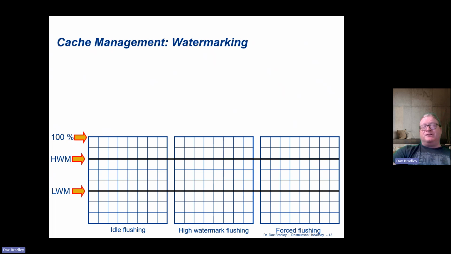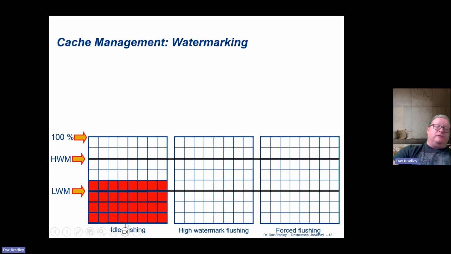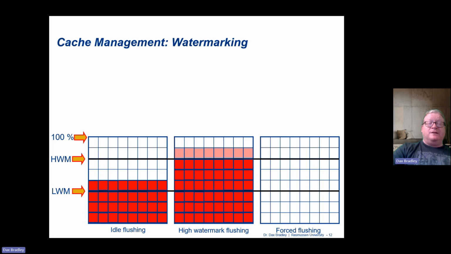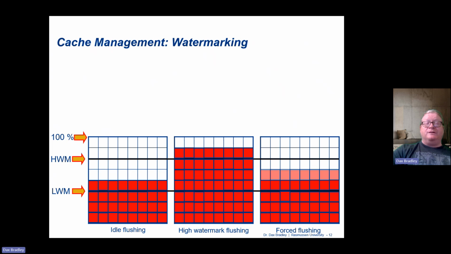And intelligent systems can use watermarking. In watermarking, the idle flushing is depicted here. High watermark flushing continues up past the HWM's mark. And in forced flushing, it continues on to 100% capacity.